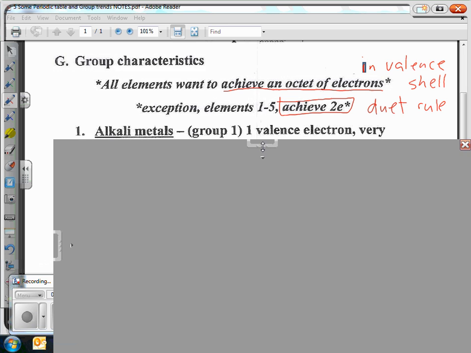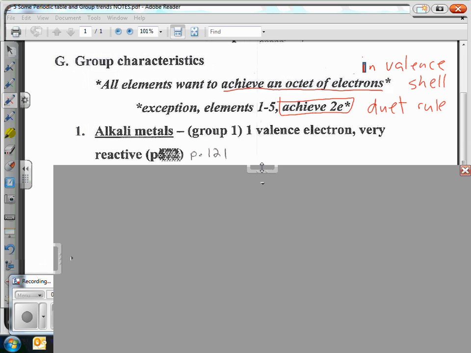Okay, so let's look at alkali metals. Alkali metals are the group 1 metals. So it's hydrogen, lithium, sodium, potassium, rubidium, all the group 1 elements. They're called alkali metals, and they have 1 valence electron. These are very reactive. If you look on page 121 of your book, you can see some pictures and snapshots of what happens. Also, I would encourage you to Google Mythbusters alkali metals, and you'll find them blowing toilets up with this stuff.